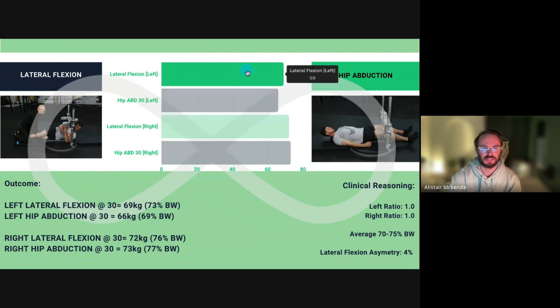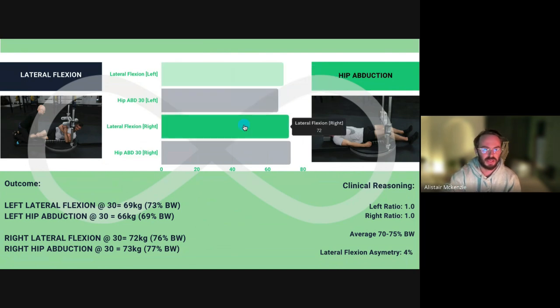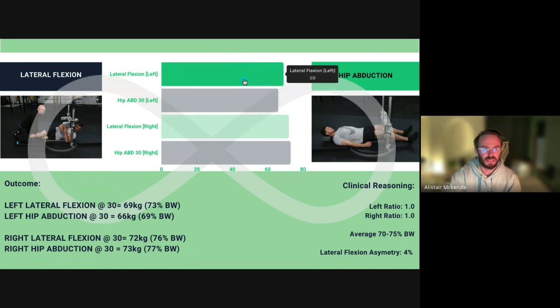So the left lateral flexors, 69 kilos of loads, 73% of body weight. And then on the right side, 72 kilos, about 76% of body weight. So very good, very strong. Is it strong enough? I'm not sure. It's strong enough to certainly start returning to running.